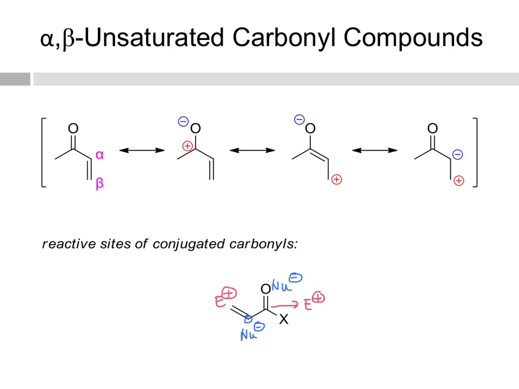One thing to remember about the character of the alkene in alpha-beta unsaturated carbonyls is that because this alkene is in conjugation with this electron withdrawing carbonyl, this is no longer nucleophilic. This has more of an electrophilic character at the beta position, and this does not undergo the usual electrophilic addition reactions of isolated alkenes.